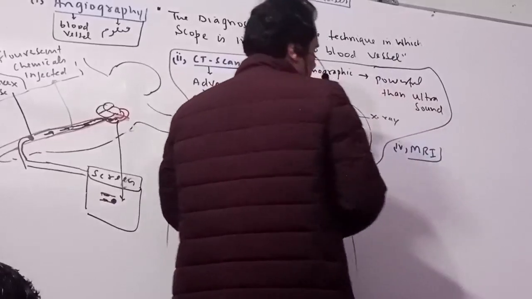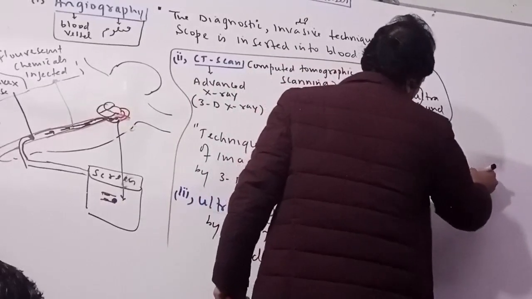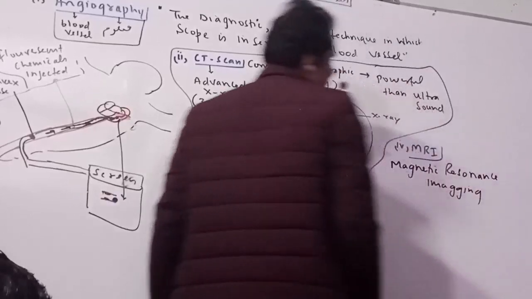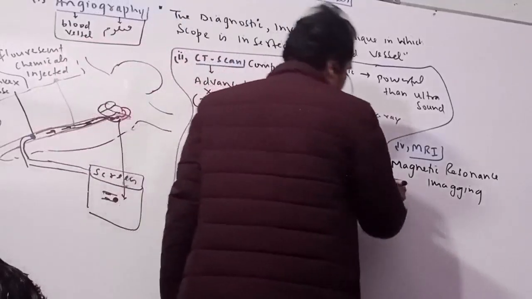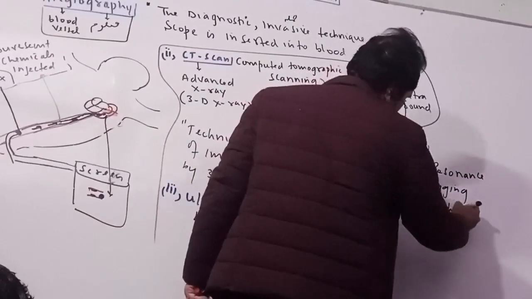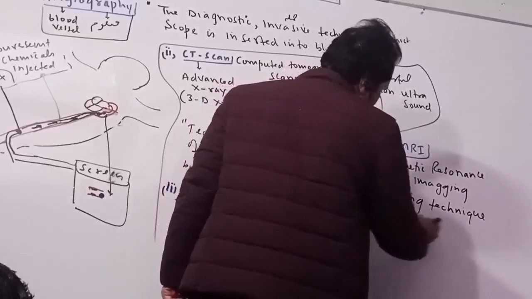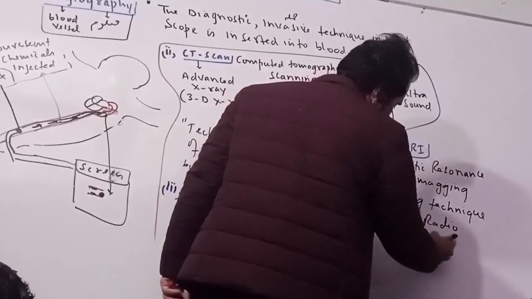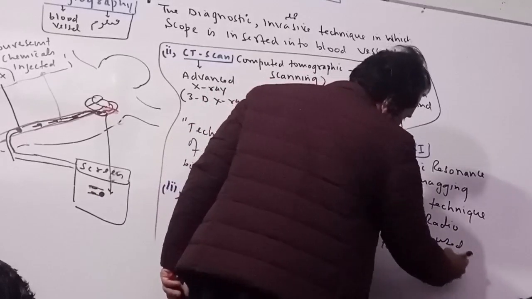MRI stands for magnetic resonance imaging. Basically the machine is designed like a CT scan machine. In this imaging technique, radio waves are used in the presence of a magnetic field.